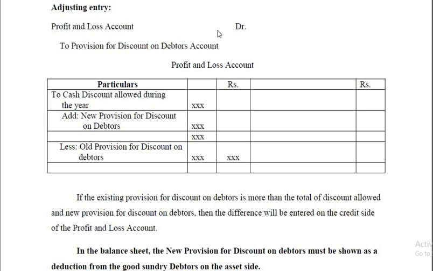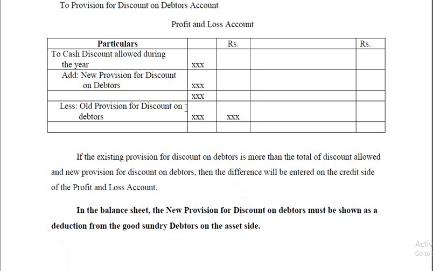The entry is profit and loss account debited to provision for discount on debtors account. On the other hand, if the existing provision for discount on debtors is more than the total of discount allowed and new provision for discount on debtors, then the difference will be entered on the credit side of the profit and loss account.